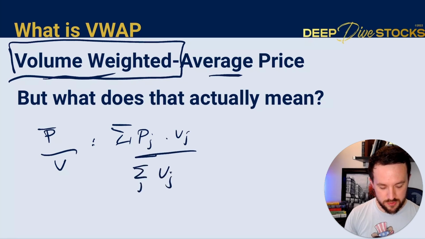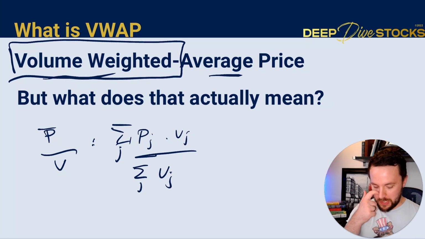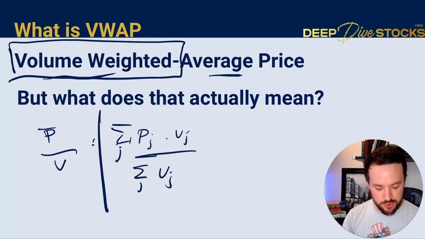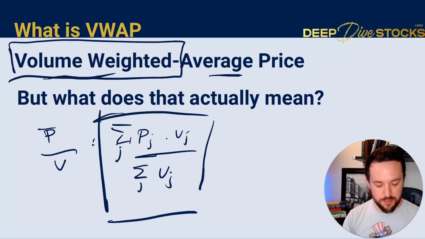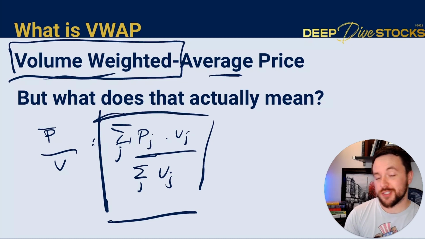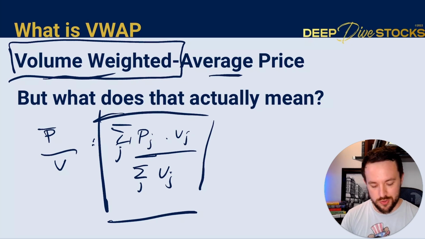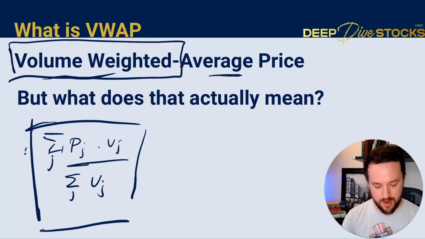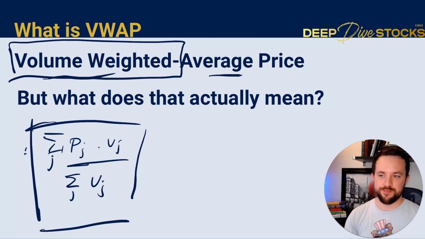And I say that because you can't really accuse quants of knowing math. So what is this monstrosity here? But this monstrosity is VWAP. And what does it mean, right? So let's look at it term for term.